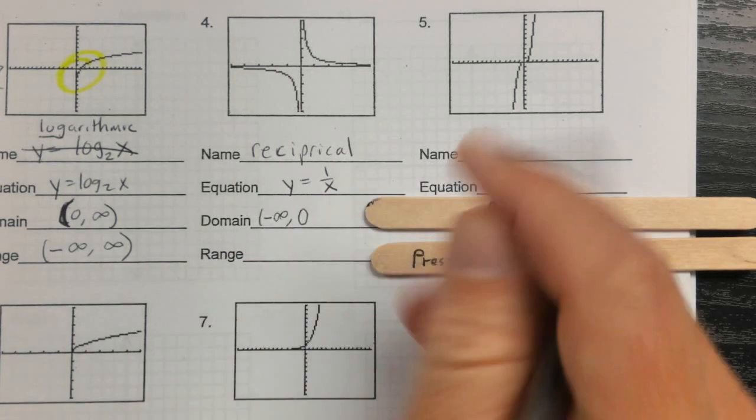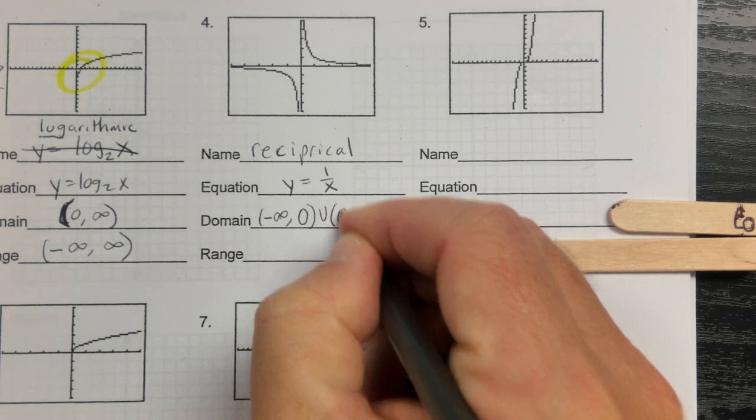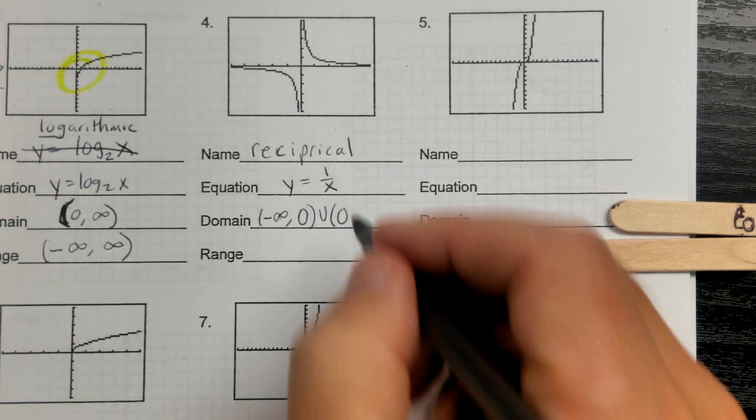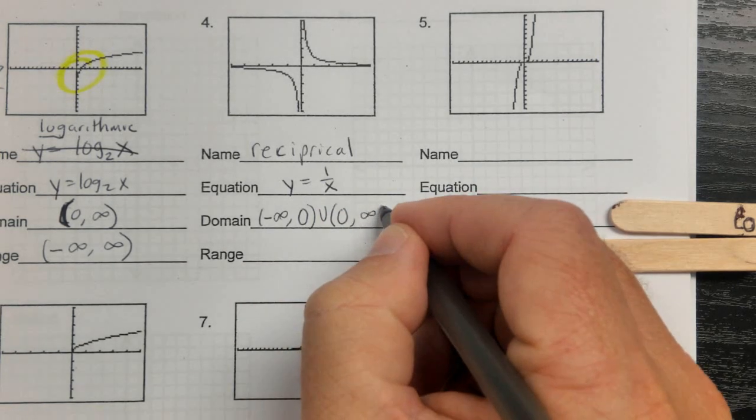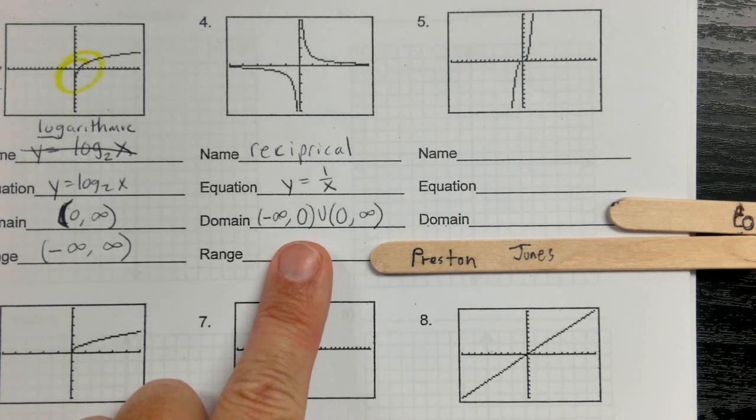So we'll go negative infinity to 0. Take a little break. Pick up again at 0. And then head to infinity. That's a really fancy way of saying x can't be 0.